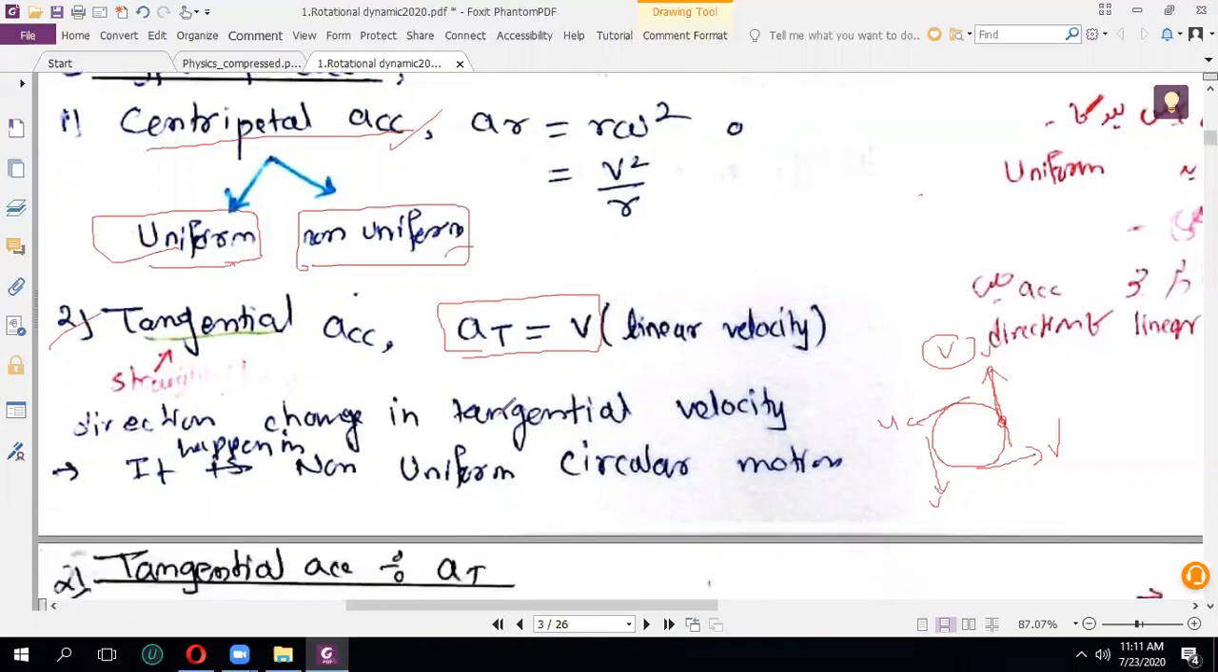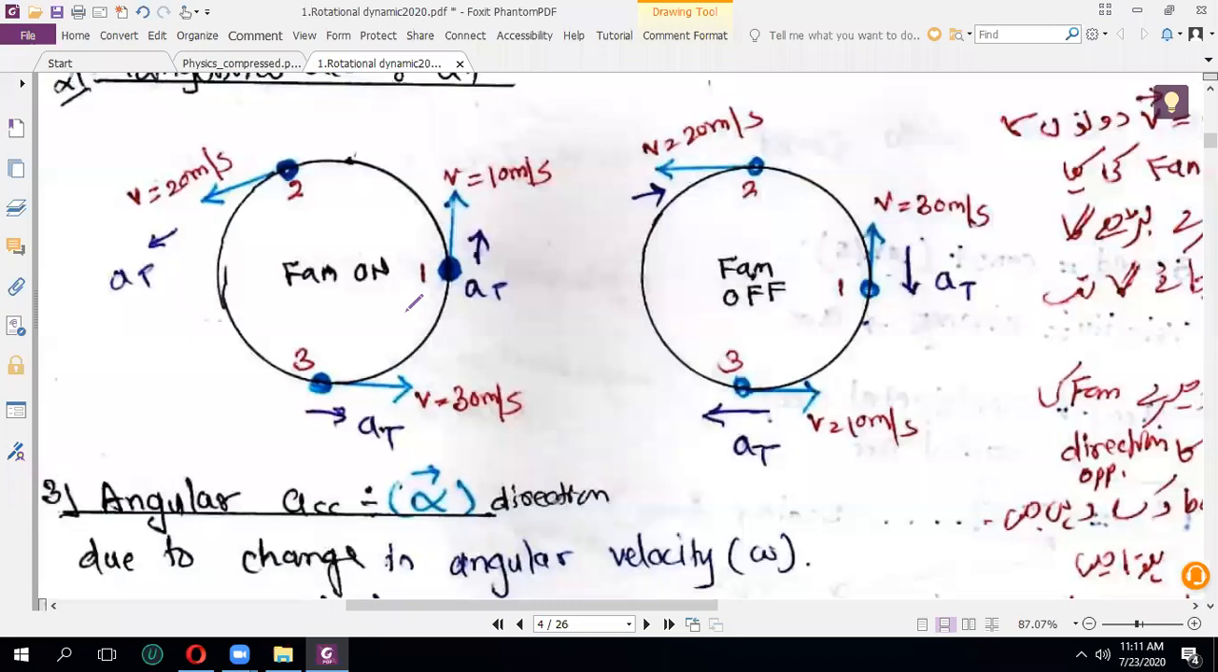So we take one example for better understanding of tangential acceleration. Suppose a fan, when I turn on the fan it starts rotating. From position 1, its velocity is 10 meter per second. When the fan is turned on, its speed starts increasing. At position 2, its speed becomes 20 meter per second. At position 3, its speed is 30 meter per second. This means that tangential acceleration is happening. When the speed is constant, tangential acceleration does not happen. Tangential acceleration only happens when the speed is changing.